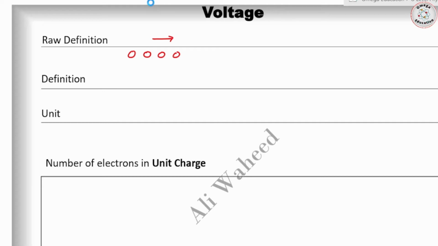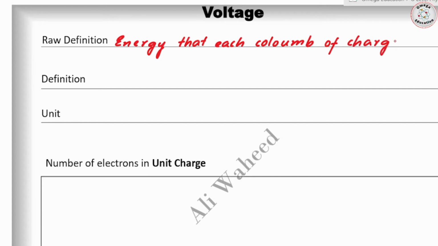Now, in order to make the charges move in a certain direction, they must be supplied with some form of energy. So the energy that each coulomb of charge is having is called voltage. In simple words, in order to understand the voltage, that's a raw definition. Raw definition means just for the sake of understanding. So we define it as the energy that each coulomb of charge has. That is called voltage.